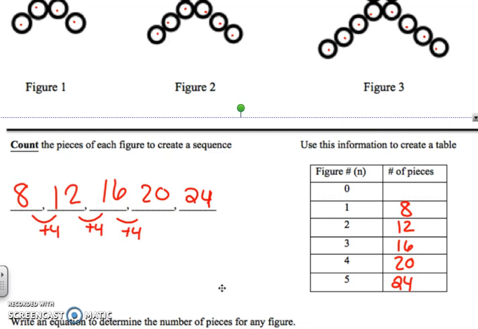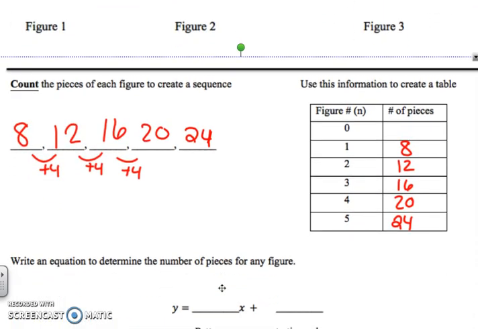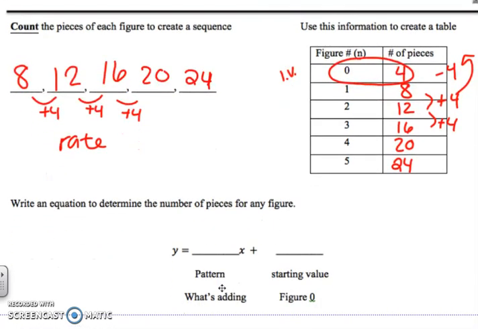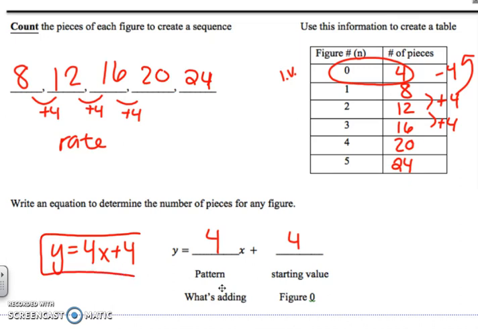So now I need to find how many pieces were in figure 0. So since they were adding 4, I need to go backwards and subtract 4, and then 8 minus 4 is 4. So here is my initial value, and then here is my rate. So my equation would be 4x plus 4. So y equals 4x plus 4 is our equation.